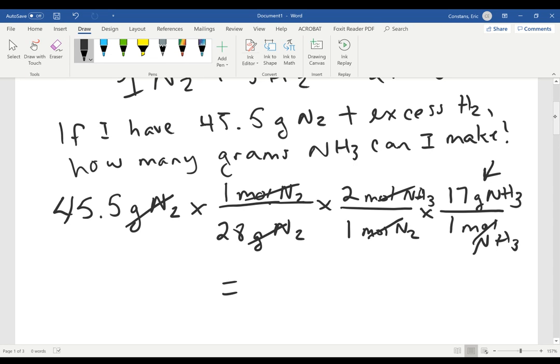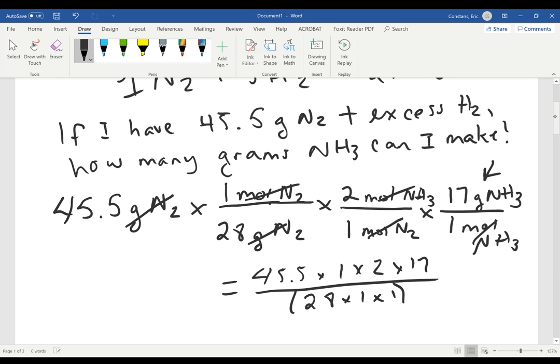And then we do the calculation. 45.5 times 1 times 2 times 17 over, put that in parentheses, 28 times 1 times 1. And when you put that in your calculator, and I'd like you to try that on your own, you should get 55.3 grams of ammonia. And that's how to do that kind of problem. So we're going to go into a little more detail with all the steps in the next video.